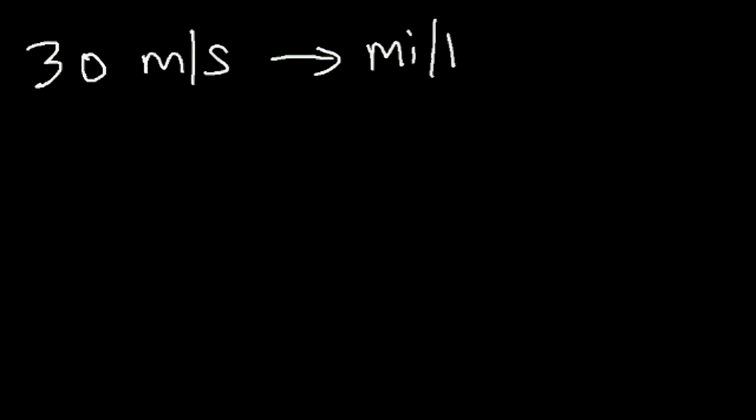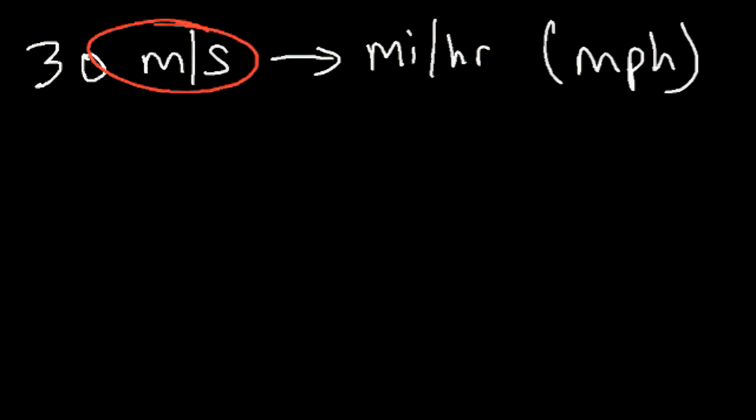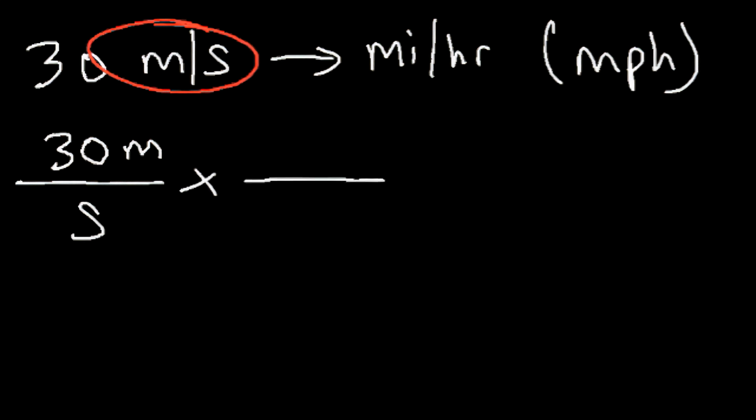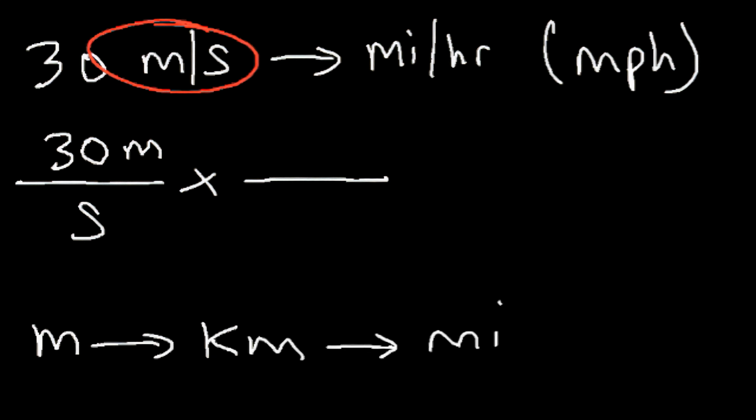How would you convert 30 meters per second into miles per hour, which can also be written as mph? How can we do it? So notice that we have the unit of speed, which is meters and seconds. We need to put the unit meters on the top of the fraction and seconds on the bottom. Let's make an outline of what we need to do. So we need to convert meters to kilometers and kilometers to miles. And then we've got to convert seconds into minutes and minutes into hours.